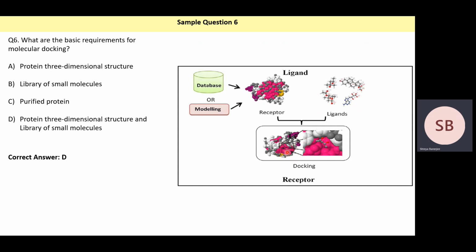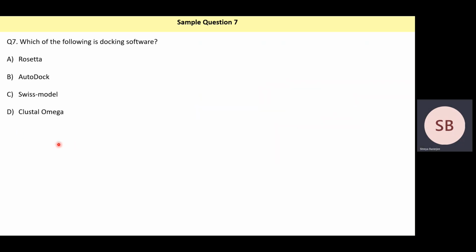That is, computationally, the small molecule and the receptor can be simulated to find which small molecule ligand will have the best binding to the receptor. That is called docking. So the basic requirement for molecular docking is to know the three-dimensional structure of the protein or receptor and to have a library of small molecule ligands. So the correct answer is D. The next question is, which of the following is docking software?